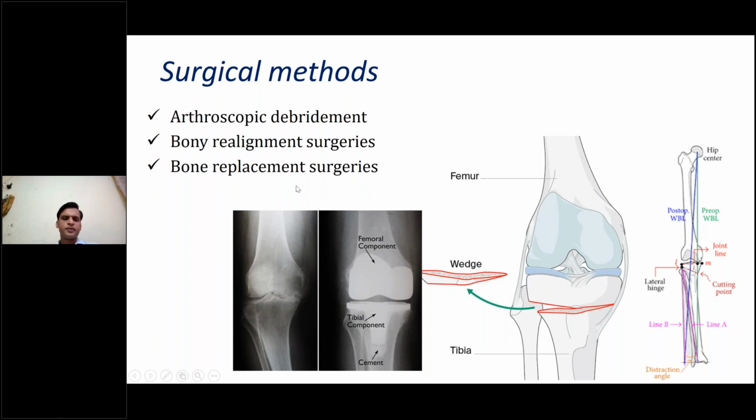And then bone replacement surgery is one of the most common for advanced degenerative disorder, where damaged or destroyed parts of bone are replaced with metallic parts.